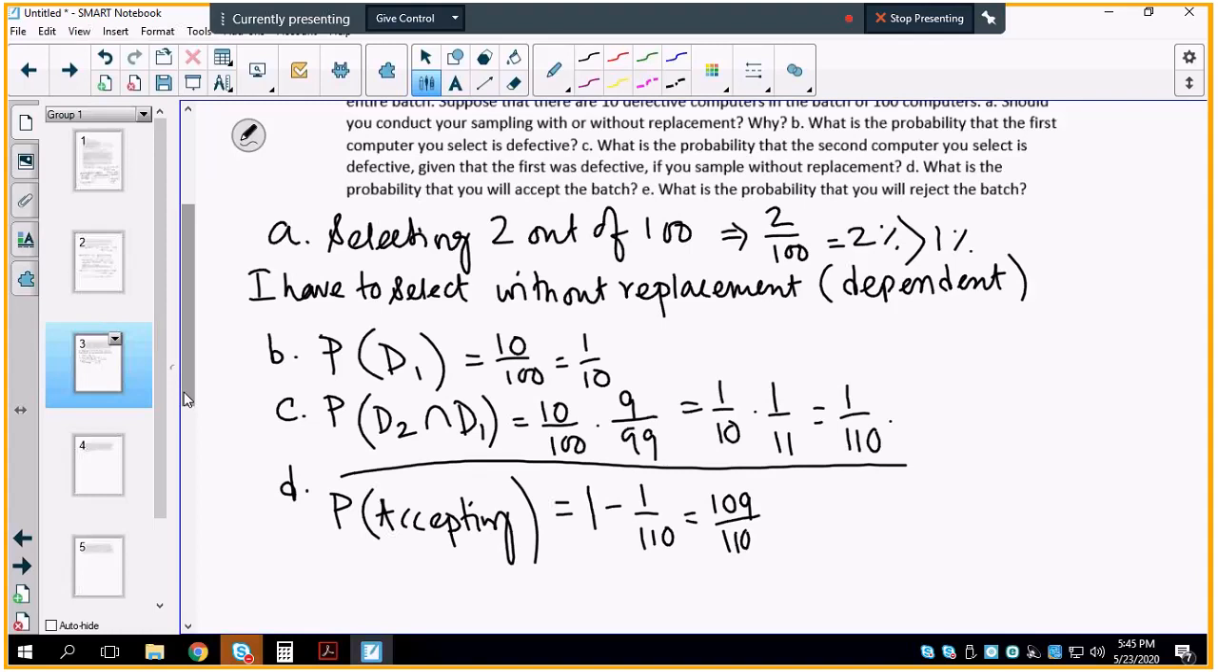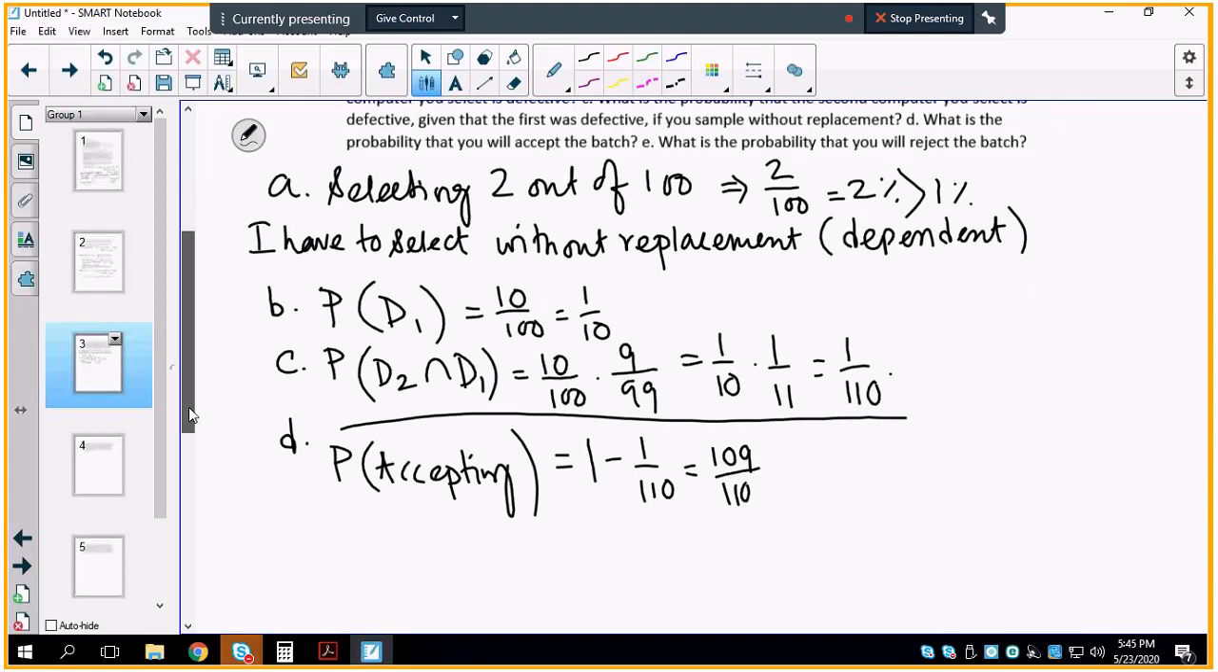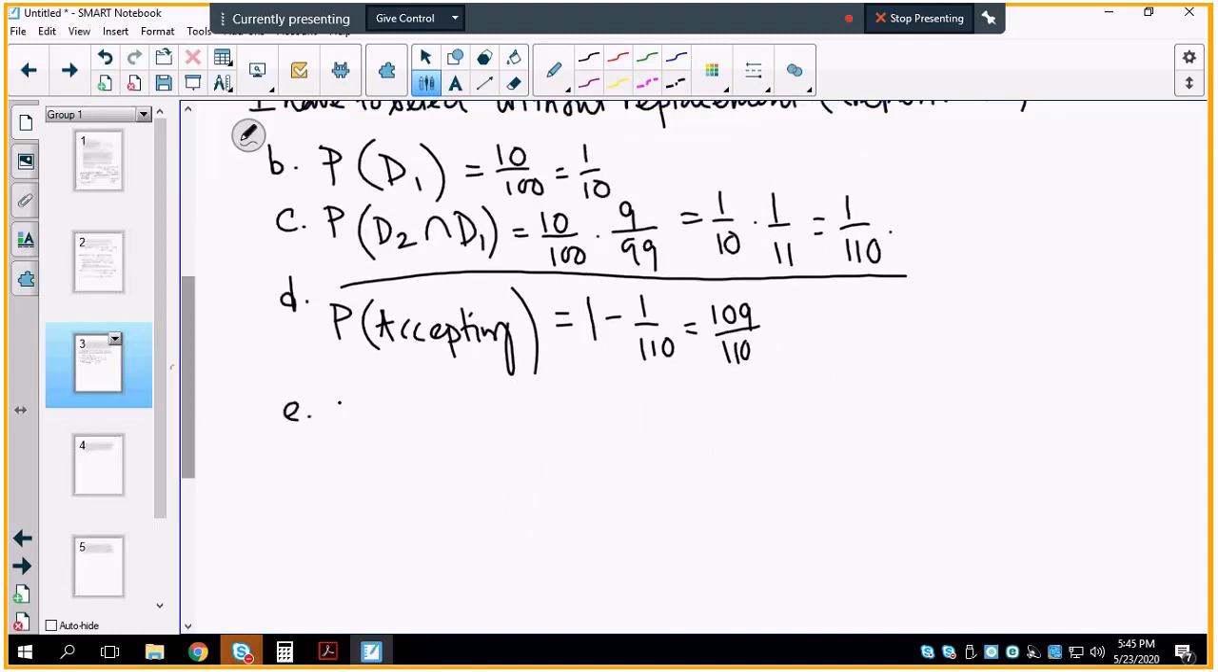What is the probability that you will reject the batch? Well, that's exactly C. So I will say the probability of rejection is when both computers are defective, and that's C. So that's 1 out of 110. And that answered my question.